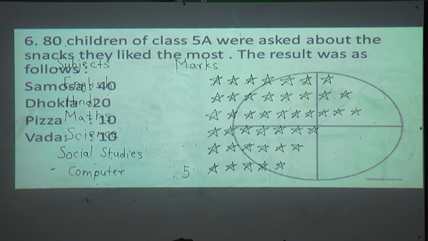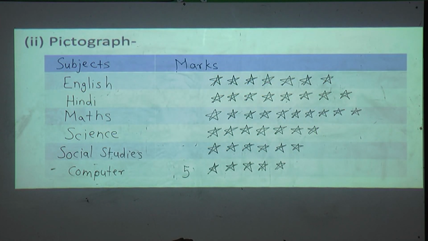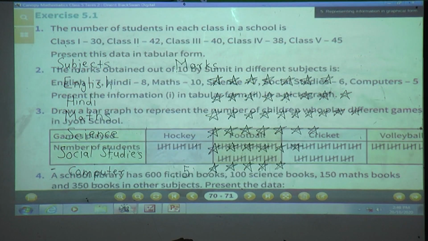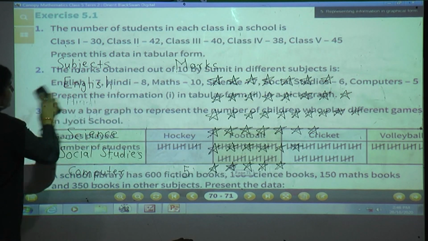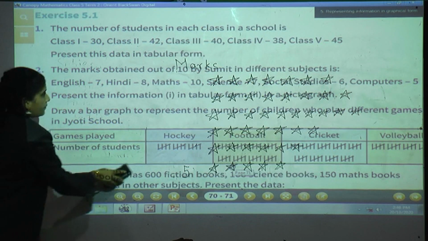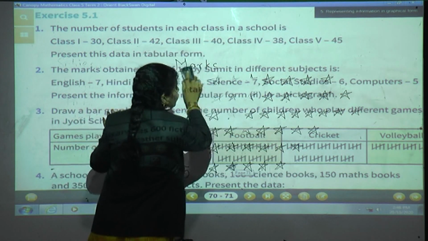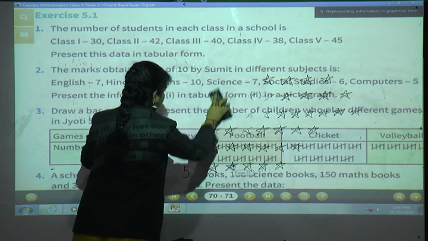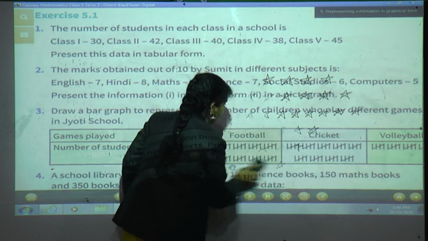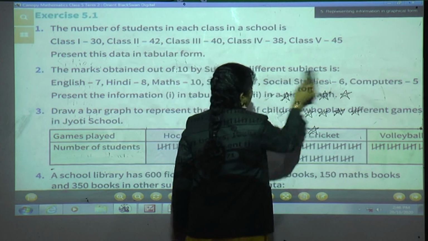Yes students, see the question number. Okay, first we will see the third one. Here, open the textbook, see question number 3. Draw a bar graph to represent the number of children who play different games. So now we need to draw the bar graph.